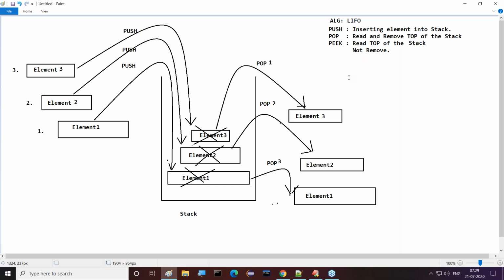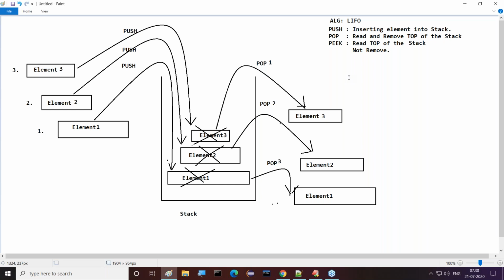Come on, guys. What is this push operation? Inserting element into stack. Insert operation. What is this pop operation? Come on, guys. You have to respond to my questions. What is pop operation? Read and remove. Read and remove top of the stack. Right, sir. Always we have to read and remove top of the stack only.